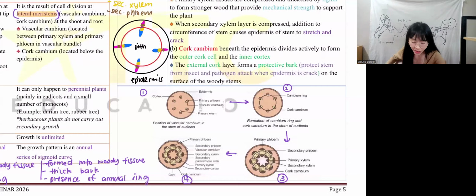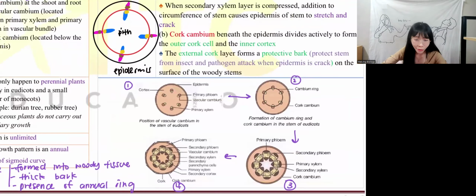Now, number one is a very simple diagram. It's just xylem and phloem, primary xylem, primary phloem. They don't even form a ring yet. Then they form into a ring already, a cambium ring. After the cambium ring, they form secondary xylem and secondary phloem. Then they will form a cork, C-O-R-K. So cork is the outer layer. Can you see a cork?